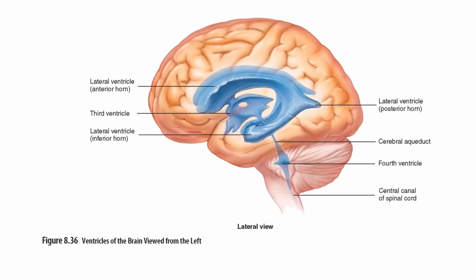So this is the lateral view. So this is the lateral ventricle posterior horn. And then you have the lateral ventricle anterior horn in front. You have the third ventricle here below. And then the lateral ventricle inferior horn. Okay, so you have posterior, anterior, and inferior horns for your lateral ventricles. And then here is your fourth ventricle below. Okay, central canal, fourth ventricle, cerebral aqueduct, and then third ventricle, and of course the lateral ventricles.